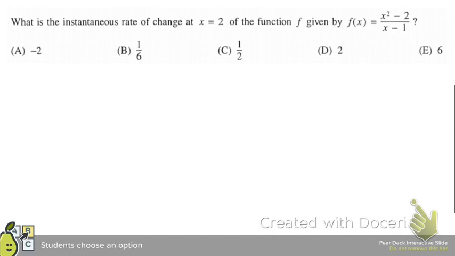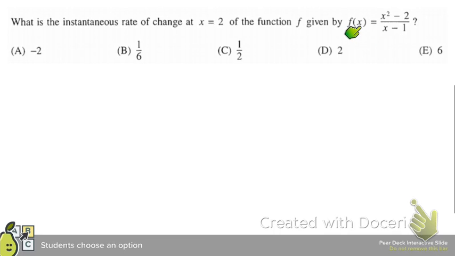This one says, what is the instantaneous rate of change? Remember that instantaneous rate of change is just another way of asking for the instantaneous slope, and the instantaneous slope is the slope of the tangent line, and the slope of the tangent line is the derivative. All of those things mean the exact same thing. So the instantaneous rate of change at x equals 2. So we are looking for the derivative evaluated at x equals 2.